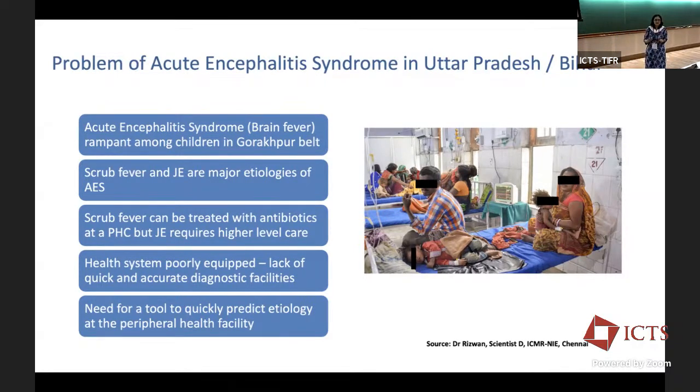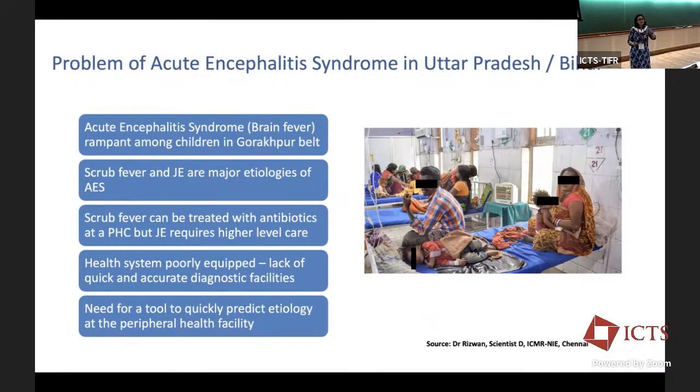And the challenge is that this can actually happen due to several etiologies. It's not just one bug which is causing it, and they are very different. The treatment of these etiologies is also very different. You have something called scrub typhus fever, which is very easy to treat. And then you have Japanese encephalitis, for which you actually need to refer the patient to a higher facility. So, what Dr.